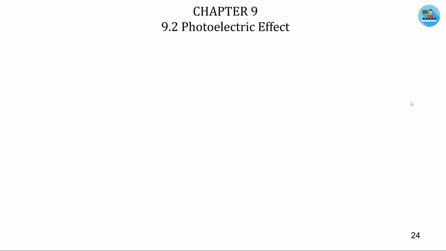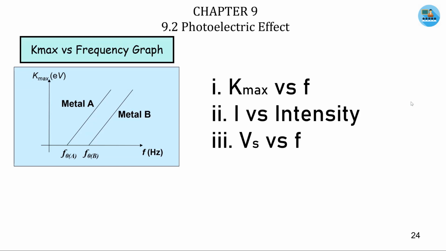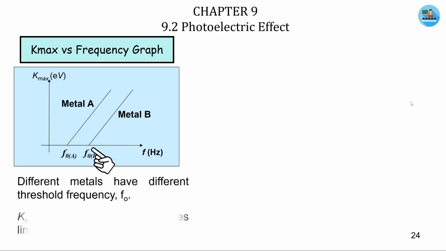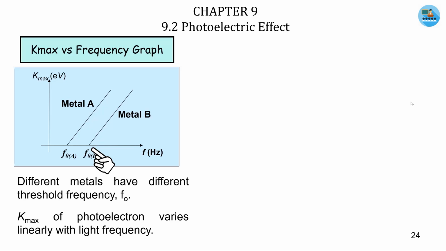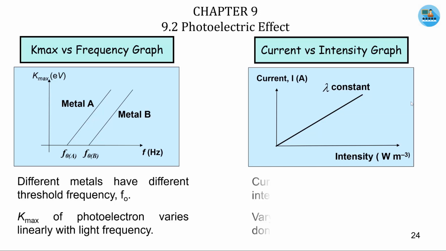Now let's take a look at three various graphs to represent the photoelectric effect experiment. We have three graphs: Kmax versus frequency, current versus intensity, and stopping potential versus frequency. So for the first one, Kmax versus frequency. X-intercept is the threshold frequency of different metals, and the Kmax is directly proportional to the frequency of light.